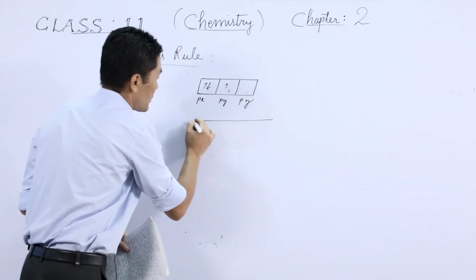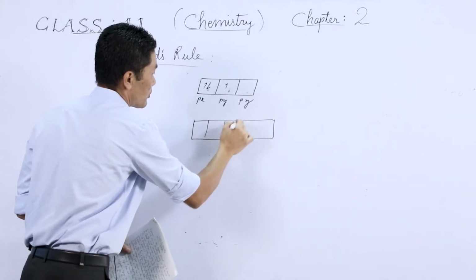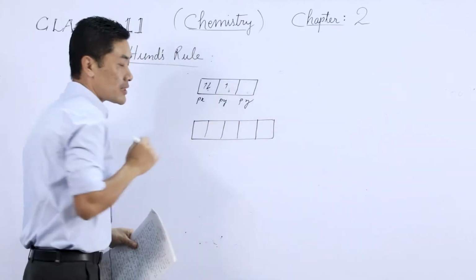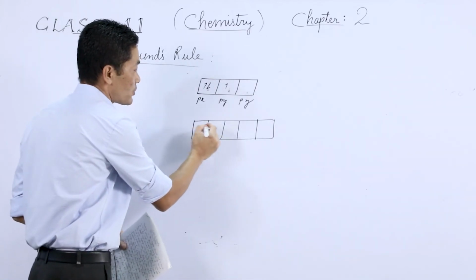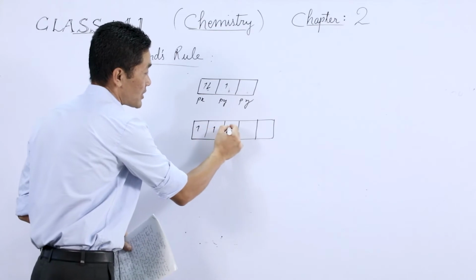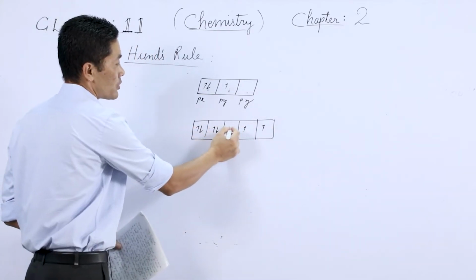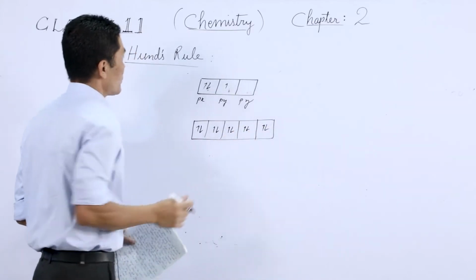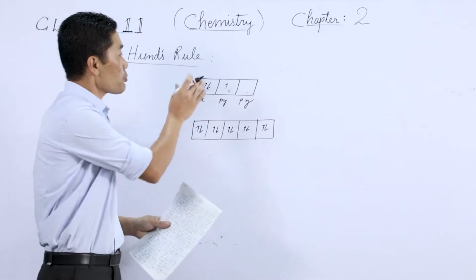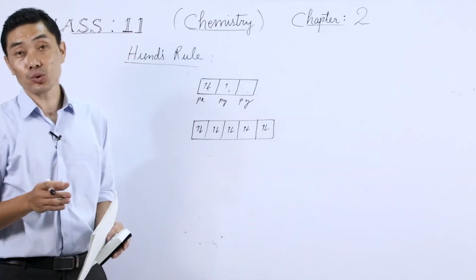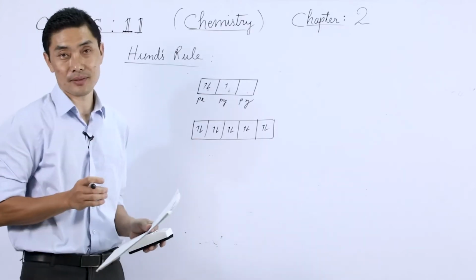Likewise, in the d subshell, we have 5 orbitals. When we fill up electrons here also, we have to fill them up singly first, like this. Only after that, pairing of electrons will take place. So, according to Hund's rule again, electron pairing in orbitals of the same subshell will not take place unless all of them are singly filled first.